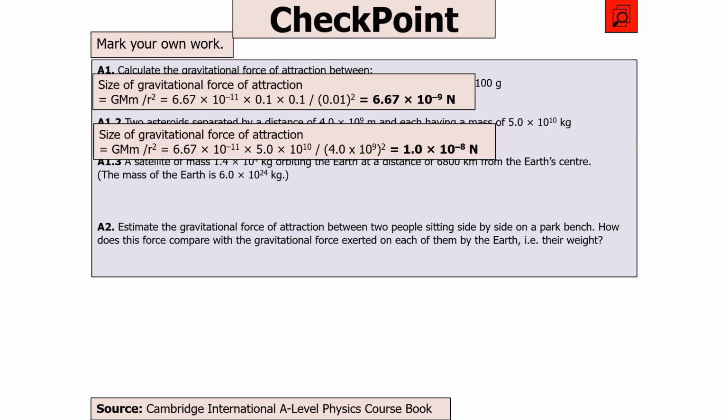Next again, we use the gravitational law of attraction. So we can then do GMm over r squared, pop in all the numbers, remember it's r squared, and we get 1 times 10 to the minus 8 newtons.